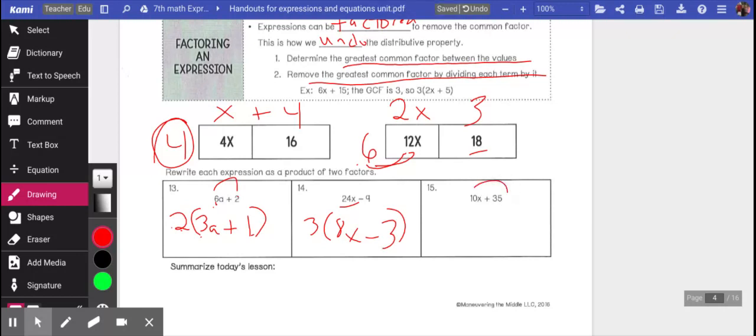Okay, greatest common factor between these guys is 5. 10 divided by 5 is 2x. 35 divided by 5 is a positive 7. And that is all for this lesson.